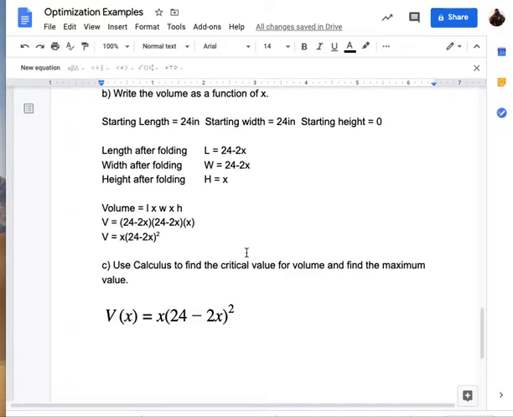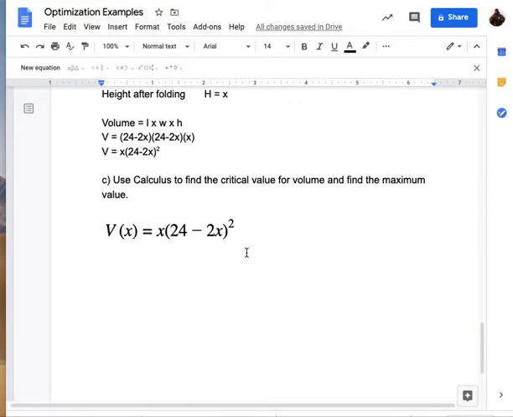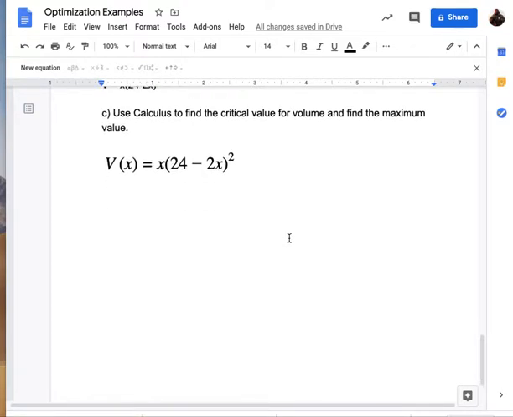So now they say use calculus to find the critical value for the volume and find the maximum value. So here we have this equation, V of x equals x times (24 minus 2x) squared. Our goal, now that we have our equation, is to find the derivative of that equation. For most people, we could do a quick product rule with a chain rule on this. It's not really that difficult, but a lot of students in the past have always tried to multiply this out into a polynomial first. So we might as well go ahead and do that.